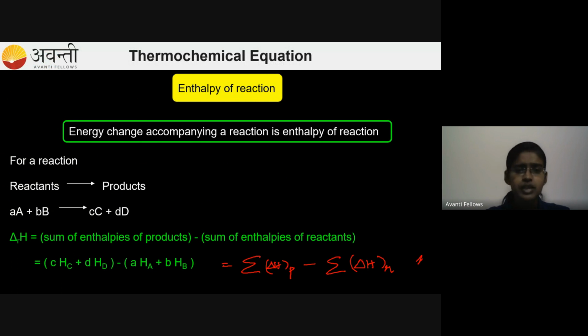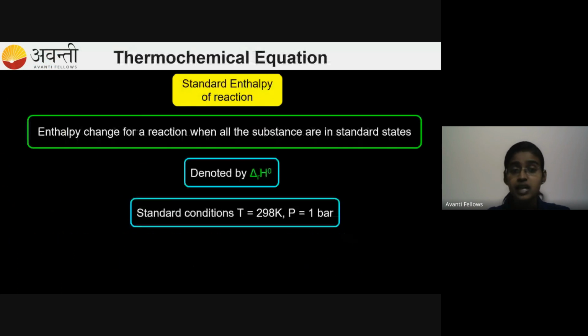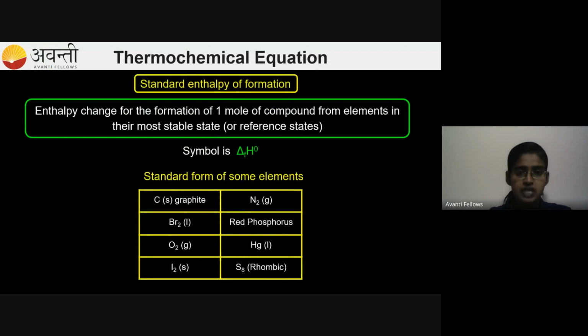Then coming to the next point, standard enthalpy of reaction. It is the enthalpy change for a reaction when all the substances are in standard state, and it is denoted by delta HR naught. Standard temperature means 298 Kelvin and standard pressure is 1 bar pressure. Got it?